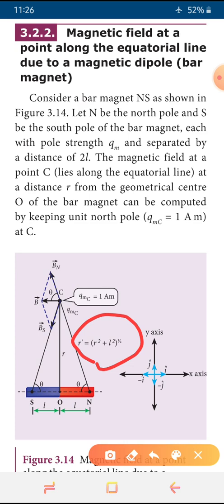Due to the north pole, this is the resultant magnetic field. This is only due to the north pole. And due to the south pole, the magnetic field is B S vector. These two are given, so keep all these things in your mind. Then say both poles have equal pole strength, which has the value of unit. What is the unit for pole strength? Ampere meter. So the unit value we can write as 1 A m. Good, keep that in your mind.